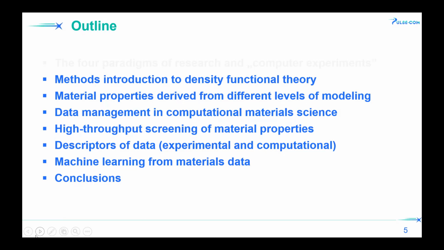Then I'm going to show a few examples of how high throughput screening can be used to select some candidate materials with some desired properties for specific applications. Then I'm going to say what the descriptors of data are that can be used to describe both experimental and computational data. And here it's important to stress the need for clean experiments that provide clean data that can be very well described. And at the end, I'm going to finally reach how machine learning can be used to learn something from the data.